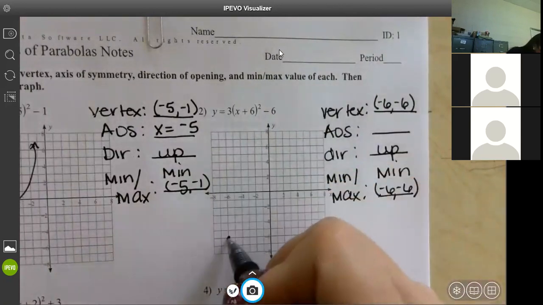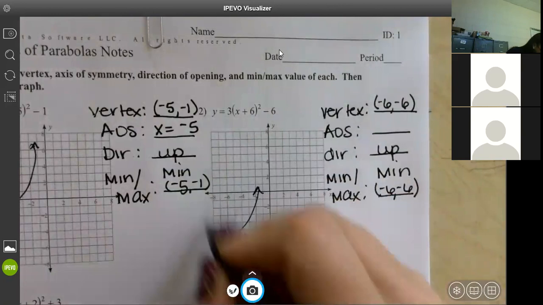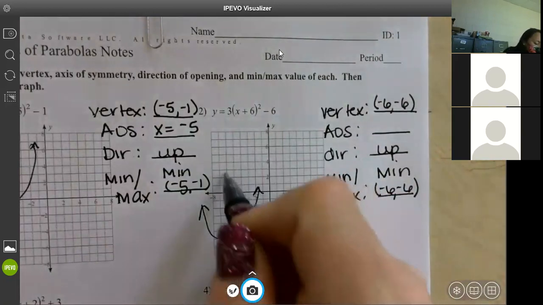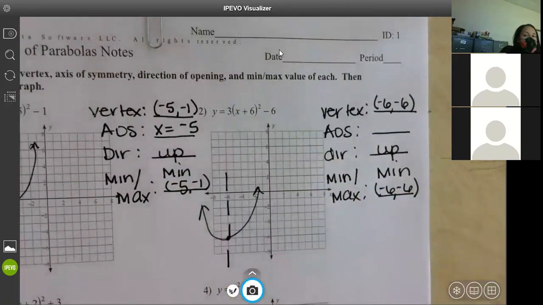So if I graph that and then I sketch it, it looks like this. Means my axis of symmetry is right here on what? Write it as an equation or you're going to get it wrong.